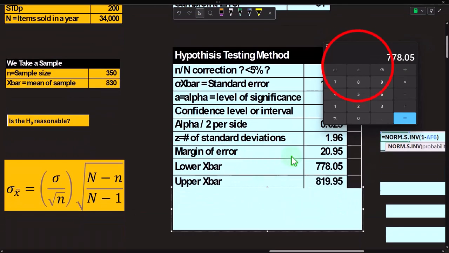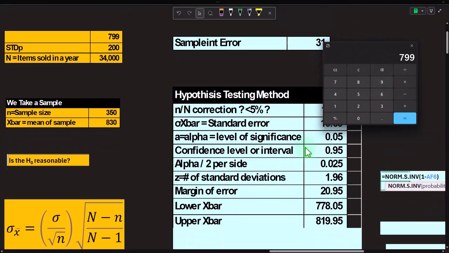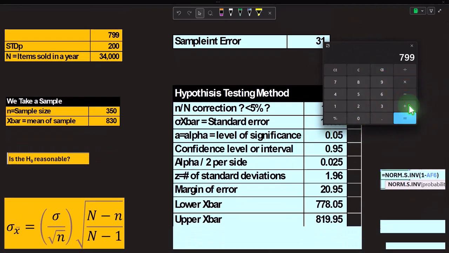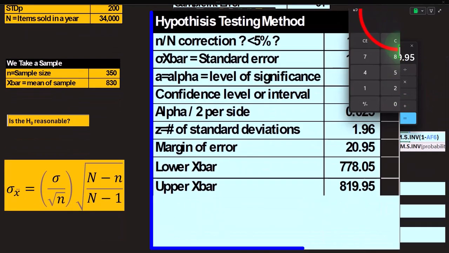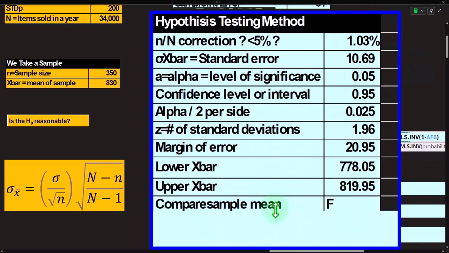778.05. And then the upper bit is going to be the middle point of the 799 plus the margin, which is going to be plus the 20.95. So there's the 819. And so there we have that. And then we have compare sample mean. So now we can do our comparison here and say, okay, well, here's the sample that we took and we came out to 830.